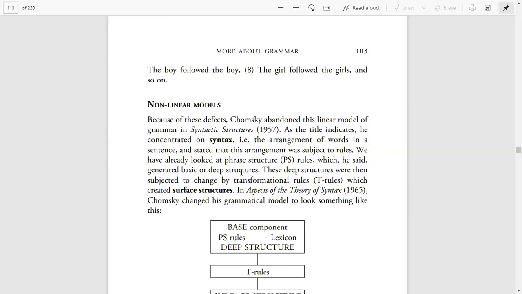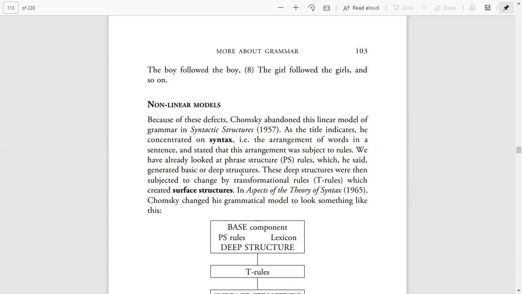These deep structures were then subjected to change by transformational rules, T rules, which created surface structures. So subsequently, these deep structures are once again transformed, once again subject to change by transformation rules, or T rules. When we apply transformation rules on deep structures, we generate or create surface structures. In Aspects of the Theory of Syntax, a work produced by Chomsky in 1965, Chomsky changed his grammatical model to look something like this.